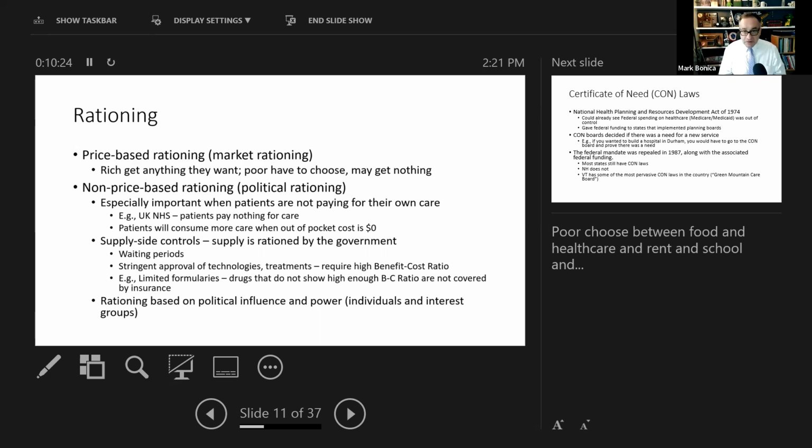One of the things that I personally saw in the military system, and one of the reasons why I don't like non-price-based rationing, is I saw very much being in the system how people of greater political influence and power got better treatment under this system of non-price-based rationing than people who didn't.